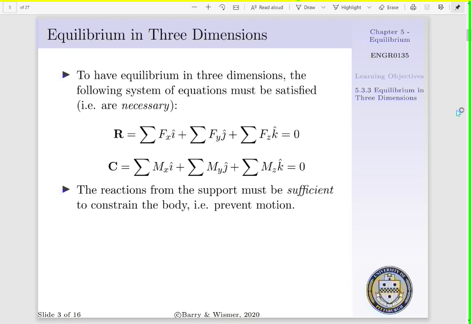to 0. Additionally, the resulting couple on our system, which is the sum of the moments in the x direction, plus the sum of the moments in the y direction, plus the sum of the moments in the z direction, also has to be equal to 0. The reactions from the supports that we apply to our system must be sufficient to constrain our body, i.e. to prevent motion.